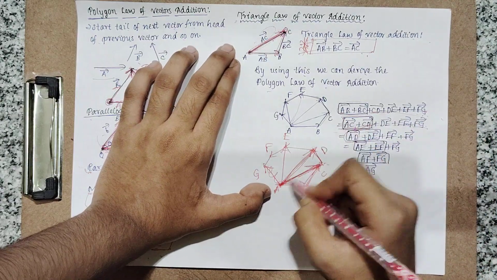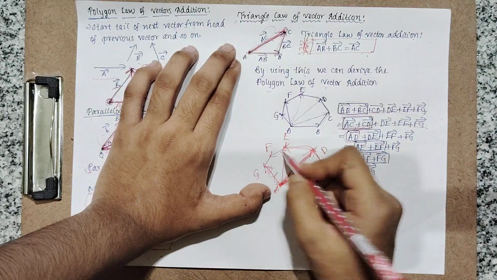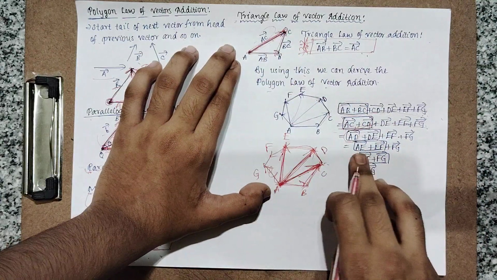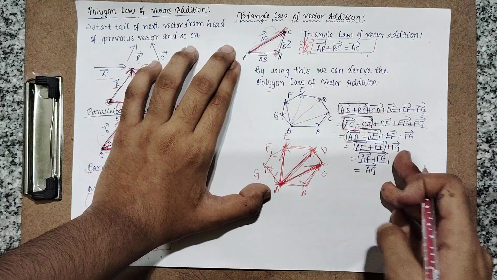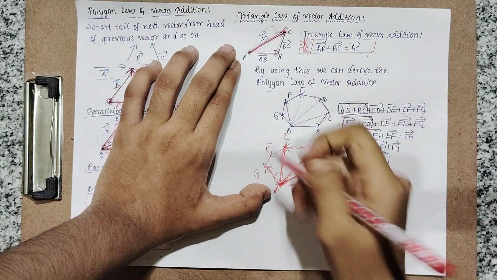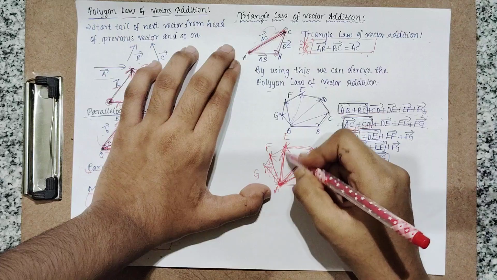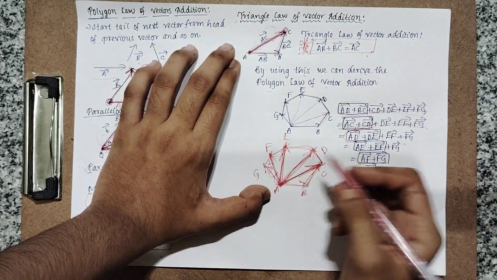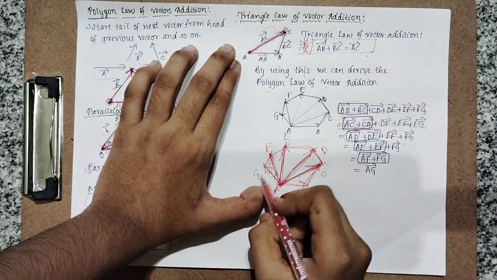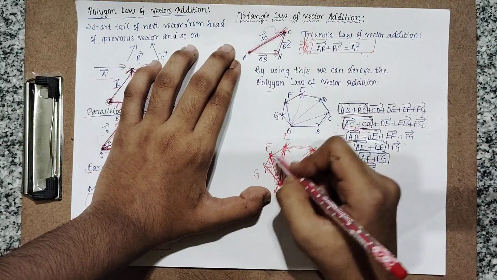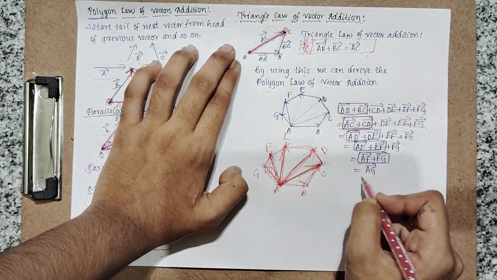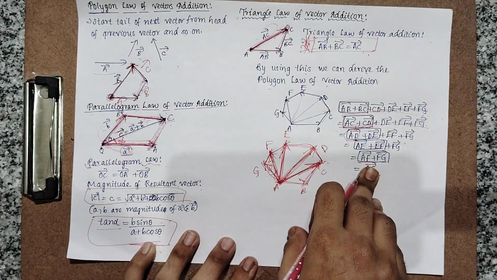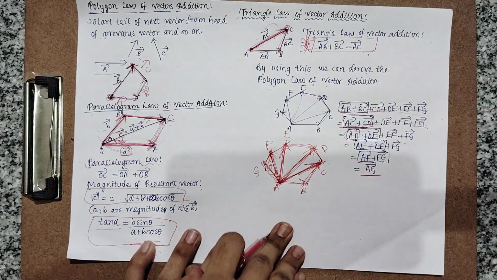In this triangle ADE, AD bar plus DE bar is equal to AE bar, according to the triangle law of vector addition. So you get AE bar plus EF bar plus FC bar. Again, in this triangle, AE bar plus EF bar is equal to AF bar. So AF bar plus FC bar. We know that in this triangle, AF bar plus FC bar will be equal to AC bar. In such a way, we can say that this resultant is equal to AC bar.